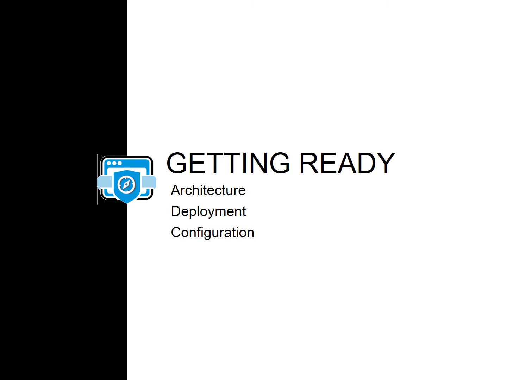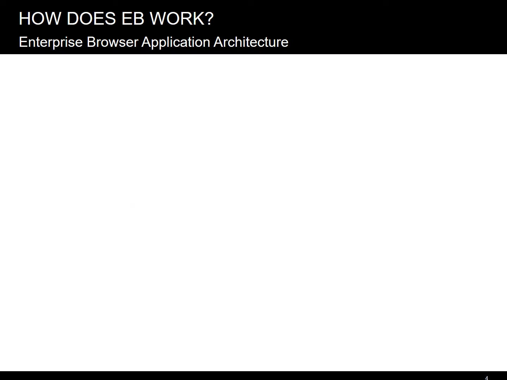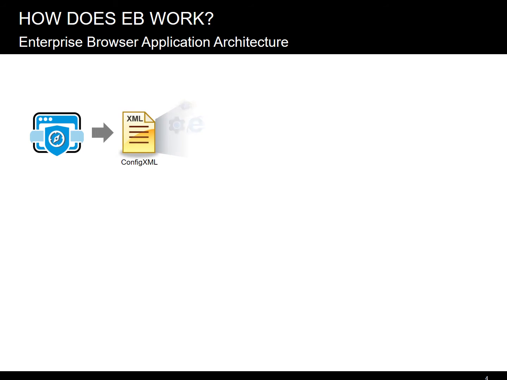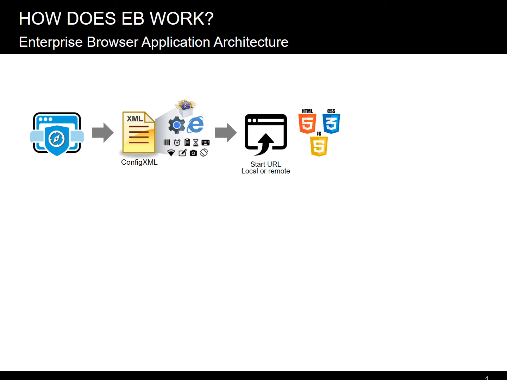Now let's talk about getting EB onto the device and how it works there, so we know what to expect. Here's what happens when you run an EB app. It's pretty simple. The EB is started. The config.xml file is read, and multiple settings are determined: indicators, full screen, features available, licenses, logging, etc., including rendering engine. The browser initializes.